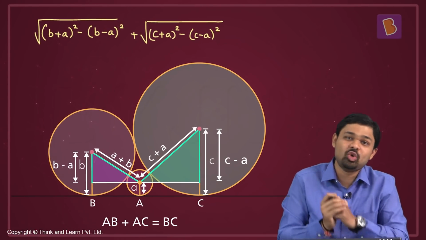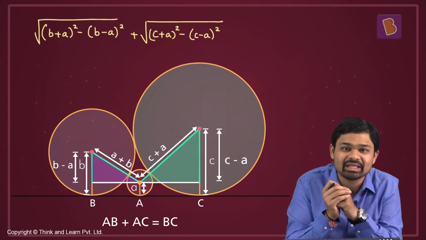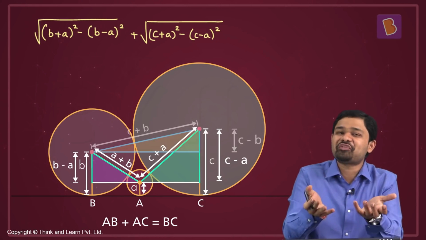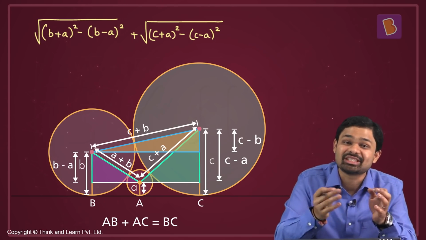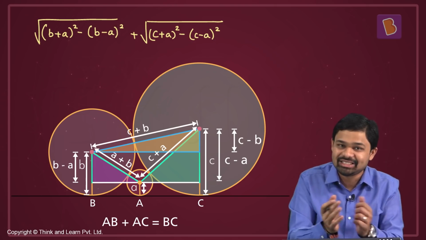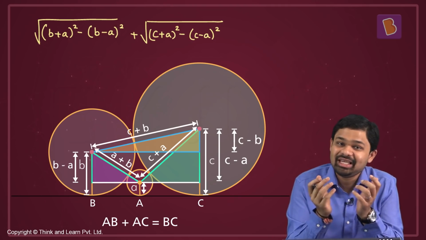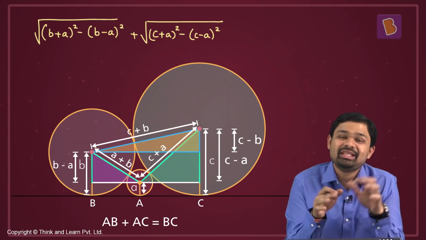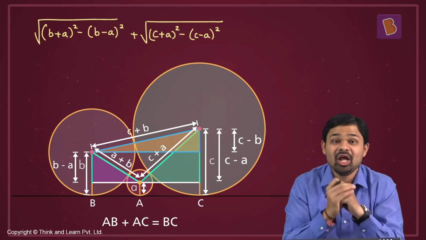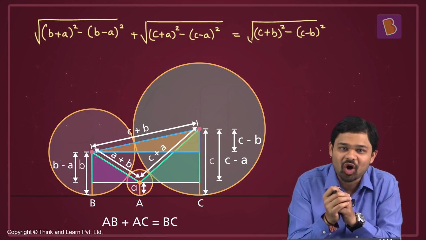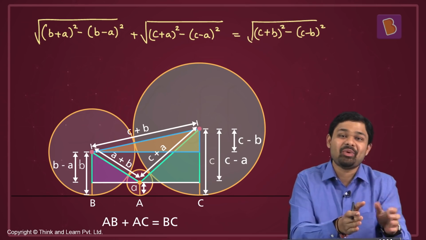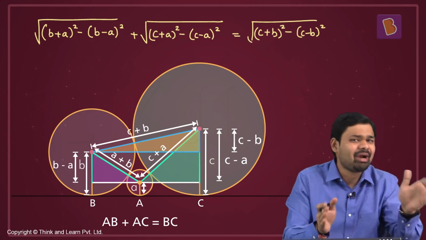Let's go back to the figure and look at BC. Can we construct a right triangle involving B and C? Of course we can. Again, we know the hypotenuse to be equal to the sum of the radii B and C, and one of the sides to be equal to the difference of B and C. So what is the length of BC? The length of BC is going to be the under root of B plus C the whole square minus C minus B the whole square.